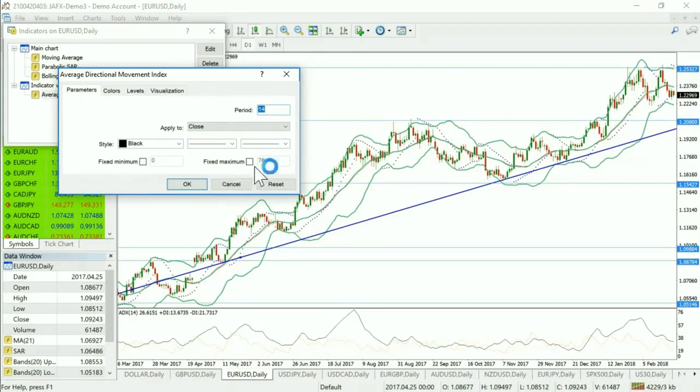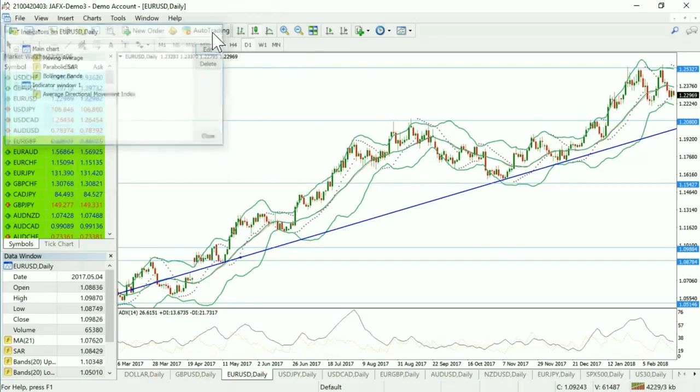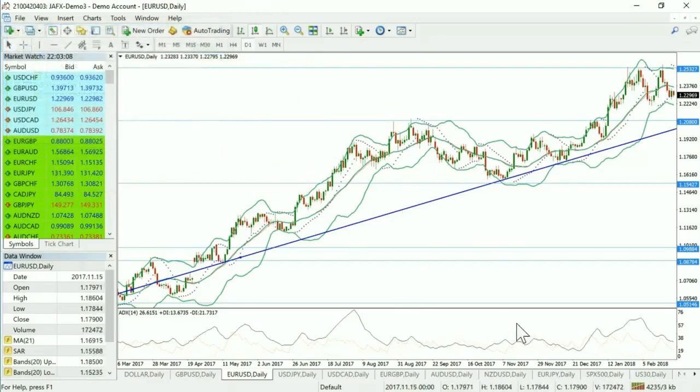It also has a fixed maximum of 76, but you don't really need to know much about that to any great degree. So what this particular indicator does, if you can see it down here, and the symbol for it is ADX, and it's a 14-period ADX. It determines when a price is trending strongly.